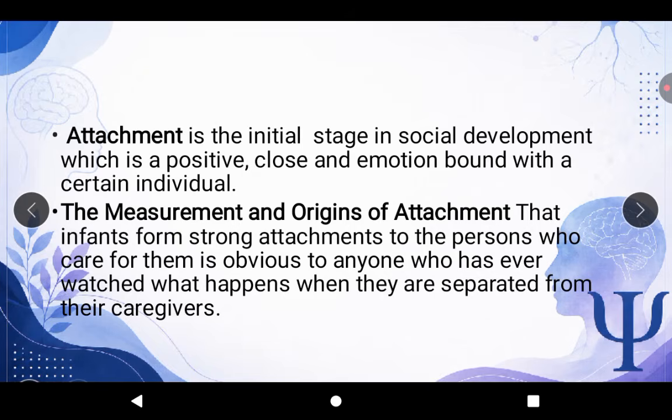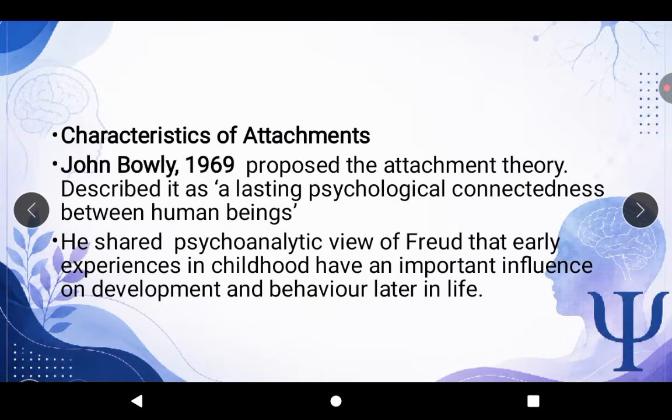So the measurement and origin of attachment is the infant. Infants are able to form strong attachments to the person who cares for them. If they see that this person cares for them, they'll be attracted easily to them. But if they notice this person does not care for them, they will eventually withdraw because they are not receiving the care which they want.